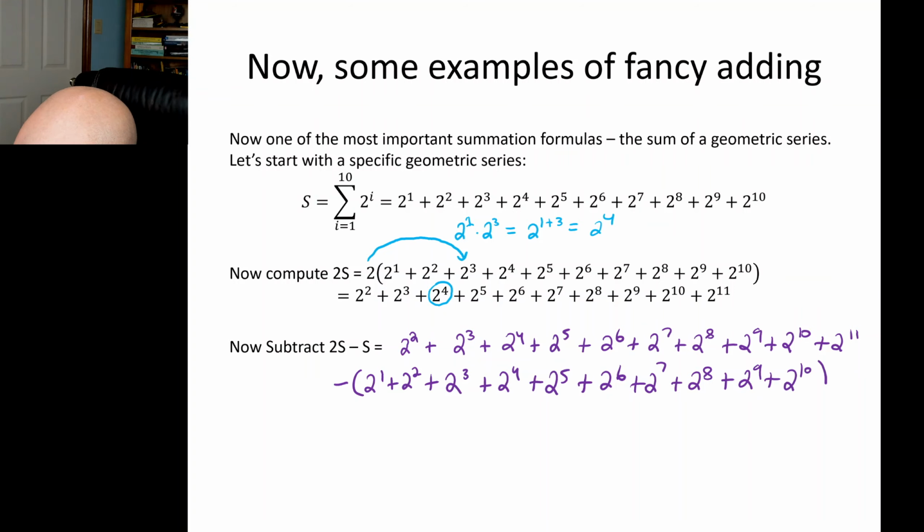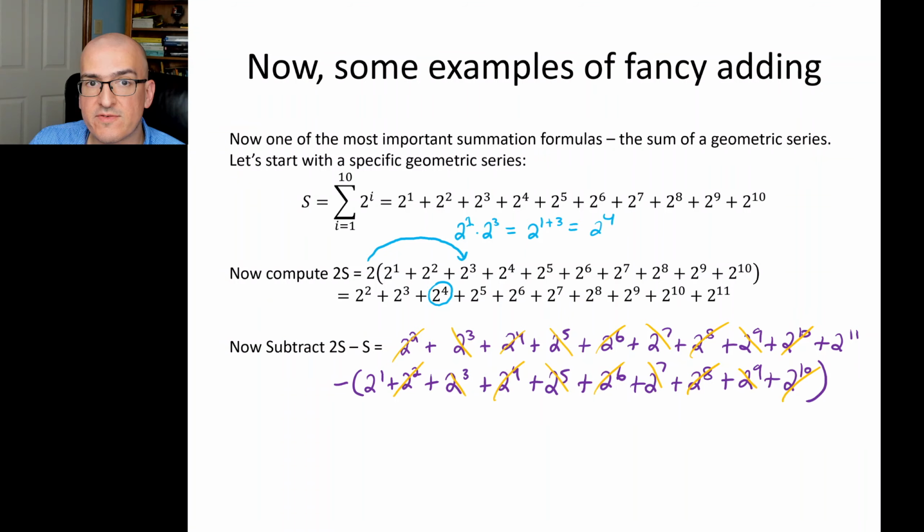Okay, so I'm subtracting those pieces and look what happens. I get 2 to the 2 canceling 2 to the 2, 2 to the 3, 2 to the 3, 2 to the 4, 2 to the 4, 2 to the 5, 2 to the 5. Look at that. All these pieces are canceling out. Now what's left? What has not been destroyed?